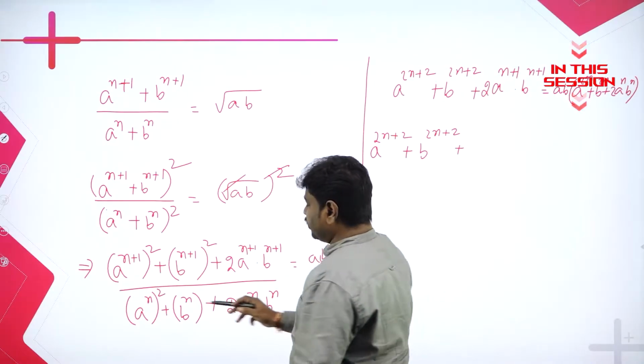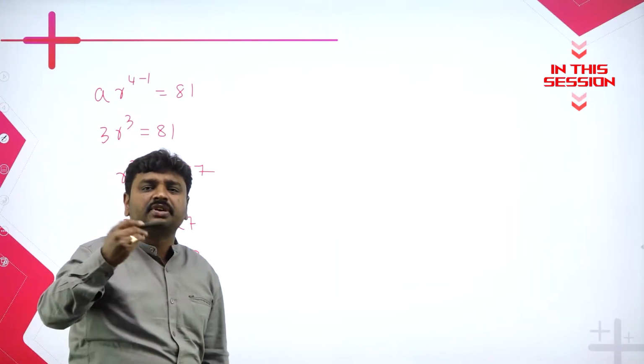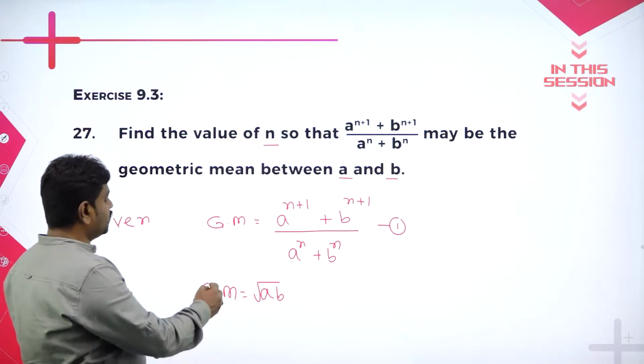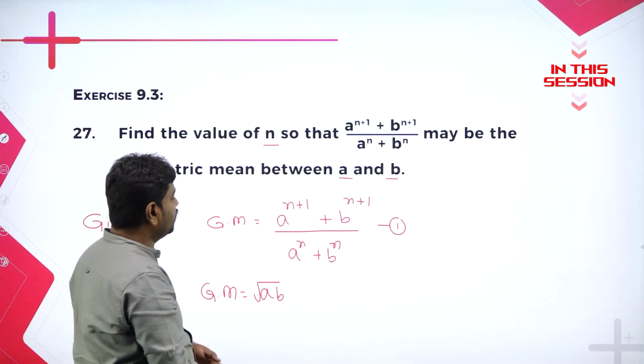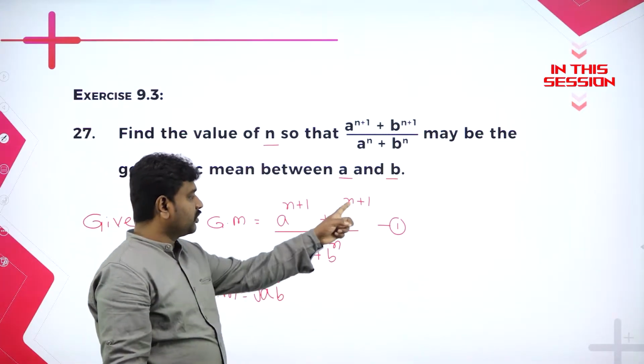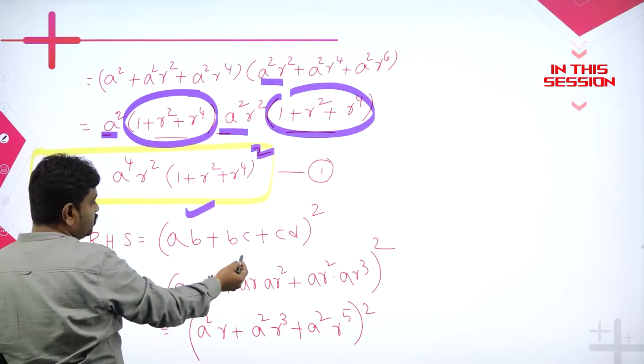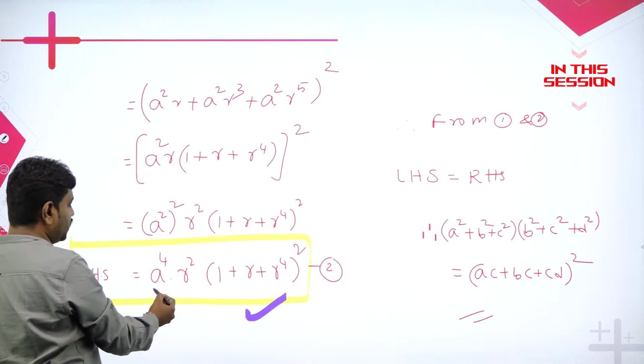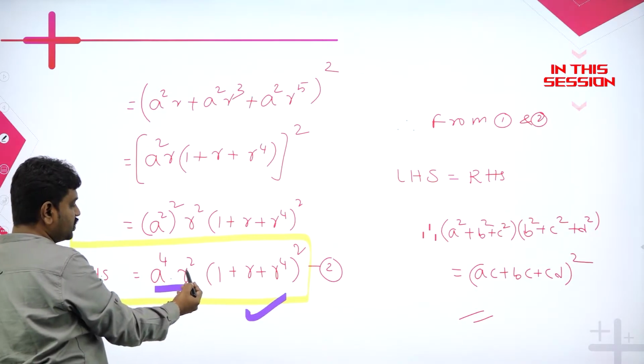Then take RHS and simplify, get another result. I'm using law of indices: (a^m)^n is a^(mn). So if the terms are in GP, for each term you multiply r. So here they give geometric mean is this. What is geometric mean? a^(n+1) plus b^(n+1) by a^n plus b^n. AB plus BC plus CD. When you substitute, again you will get a^4 r^2.